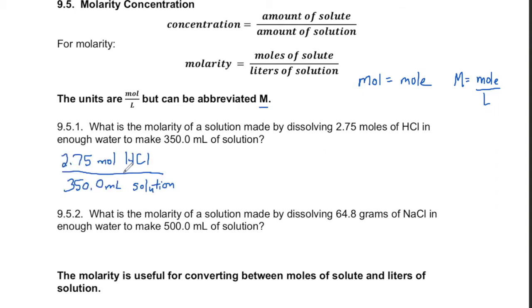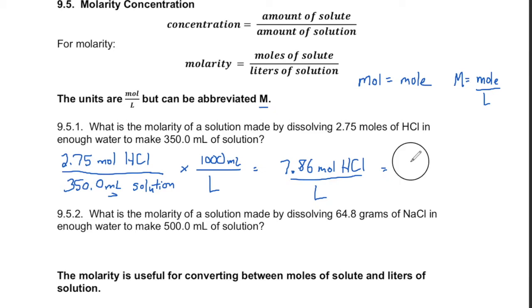All right, so here we have the amount of solute over the amount of solution, 2.75 moles of hydrochloric acid, 350 milliliters of solution. We do need this in moles per liter. So we could either convert this to liters first, or we can just use this conversion factor that there's 1,000 milliliters in a liter, or 1 milliliter is 10 to the negative 3 liters. However you do it, you should come out with 7.86 moles of HCl per liter of solution.